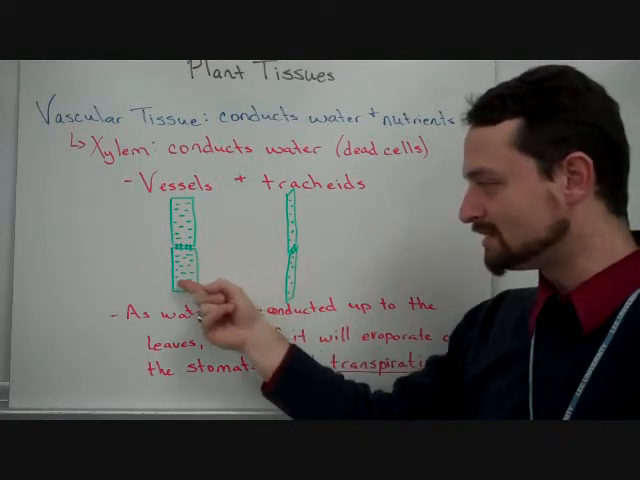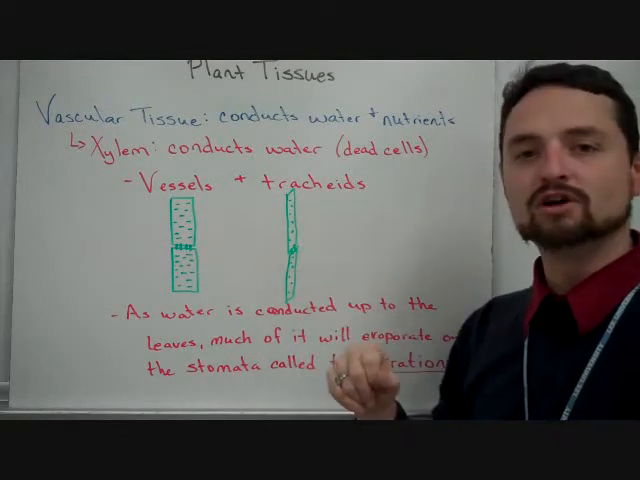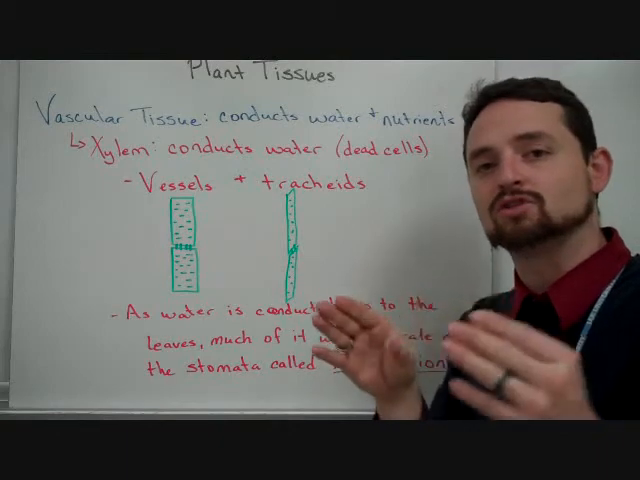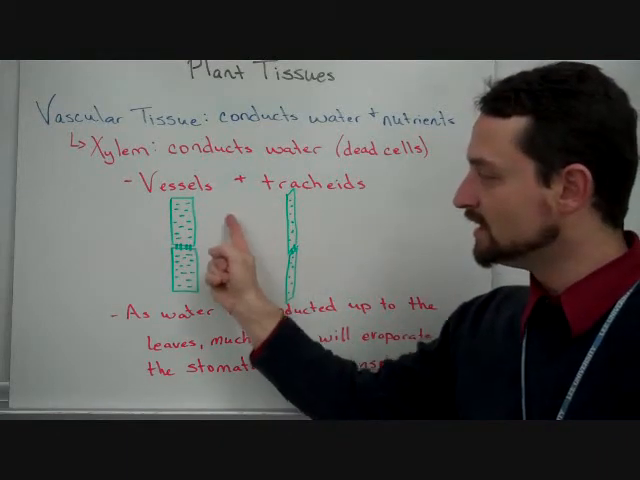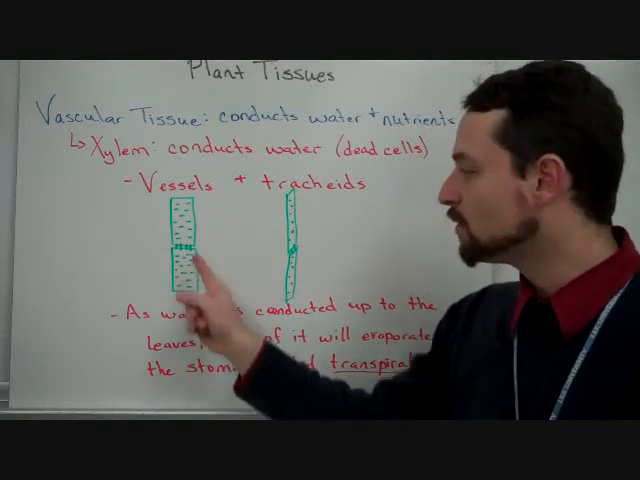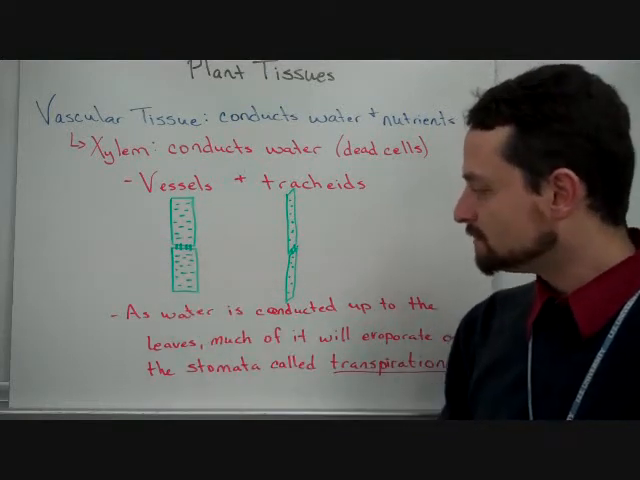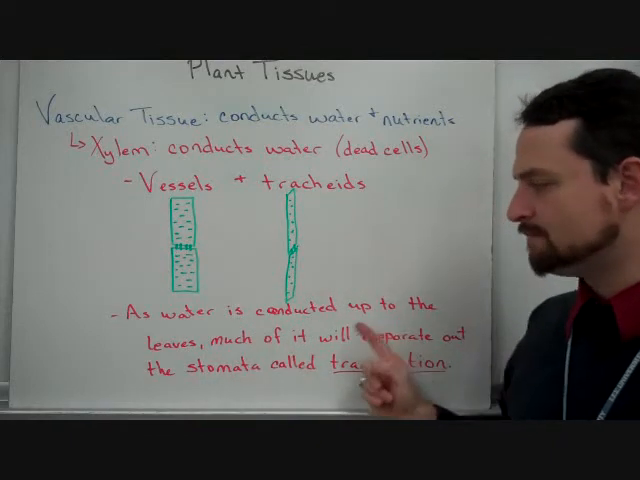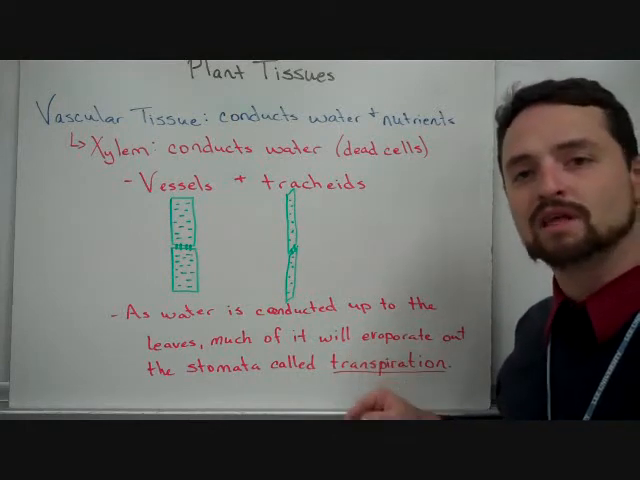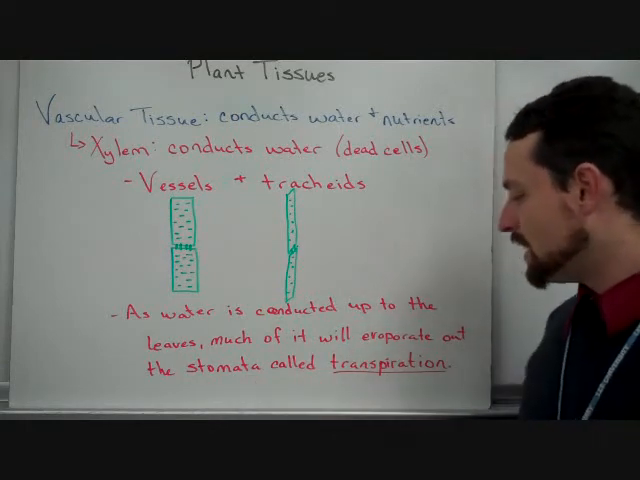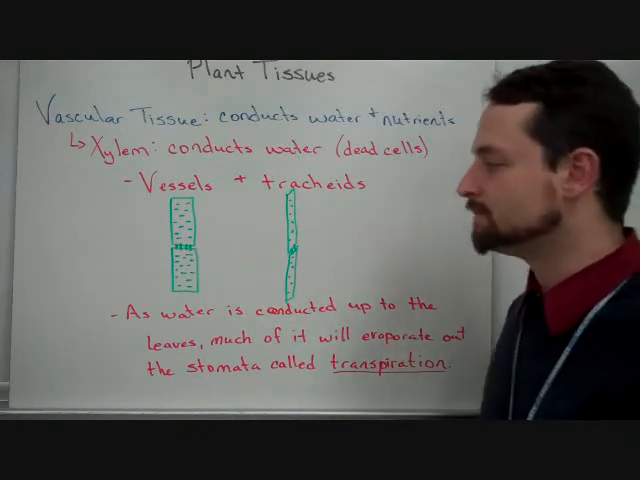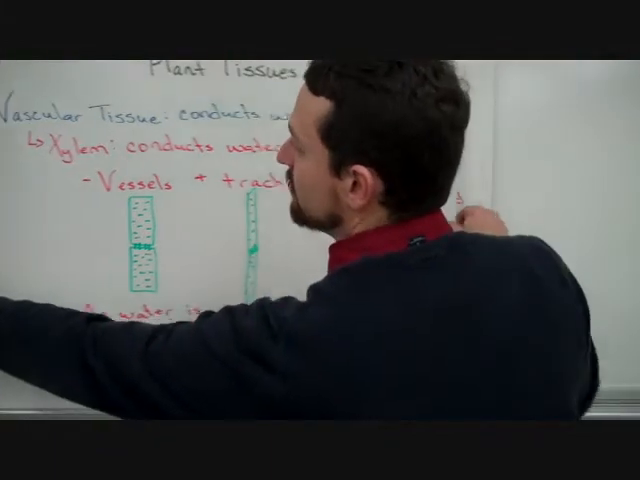Both of them have these pits, those little notches there, and those are areas that the cell wall is very thin or lacking altogether so that water passes through the sides very easily. And then there's also these pores that allow it to transport very quickly from one to the next. As water is conducted up from the roots to the leaves, much of that water will actually be evaporated out of the leaf through the stomata in a process called transpiration. And we'll actually do a lab in class on transpiration so you can see the effects of that.